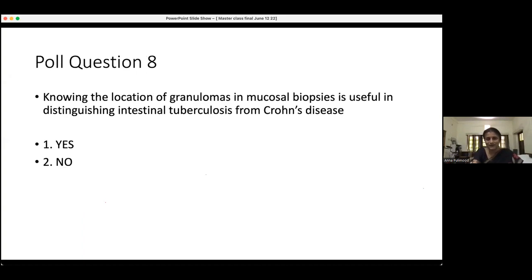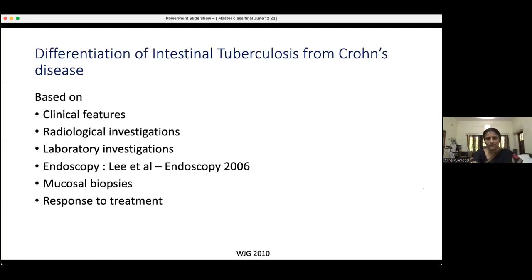And the last poll question is this: knowing the location of granulomas in mucosal biopsies is useful in distinguishing TB from Crohn's. Poll question 8. Okay, so the answer is, yes, it is useful to know the location of granulomas in mucosal biopsies. Again, I'll show you that in the next few slides. Most of you said, yes, it is useful.